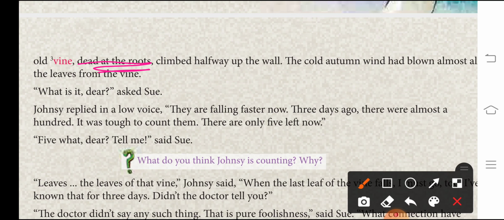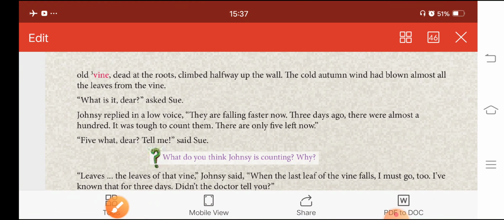The cold autumn wind had blown almost all the leaves from the vine, and she noticed that the vine was having very few leaves actually, because due to that autumn season they all shed away, right? The leaves, when we are talking about.